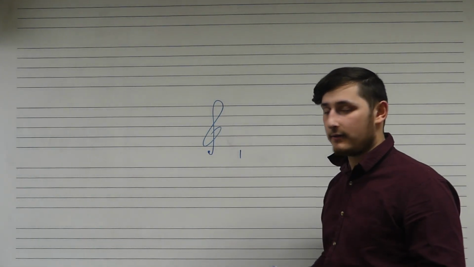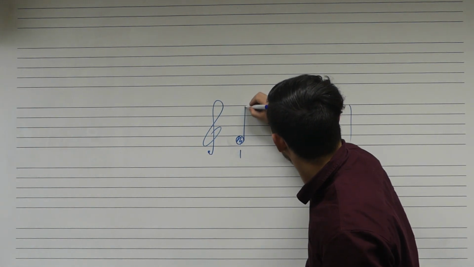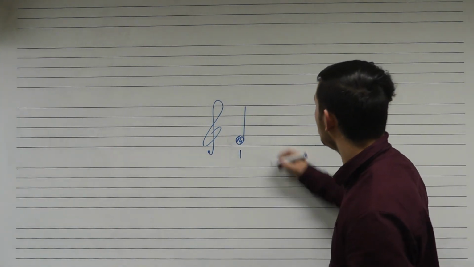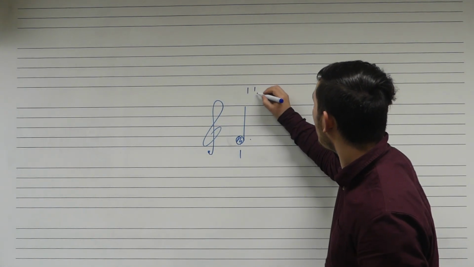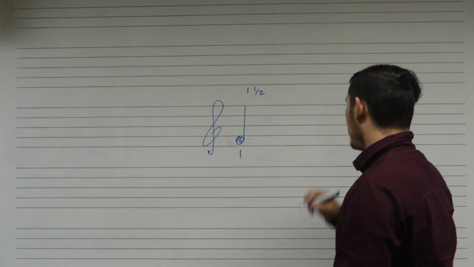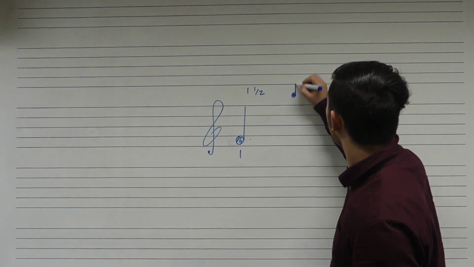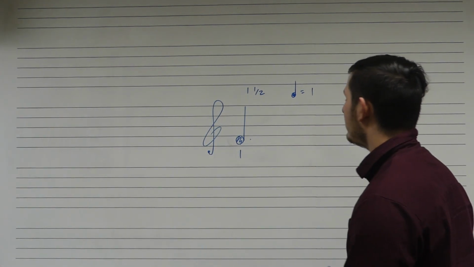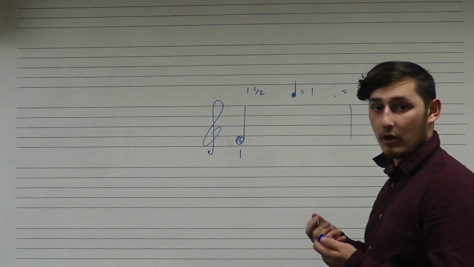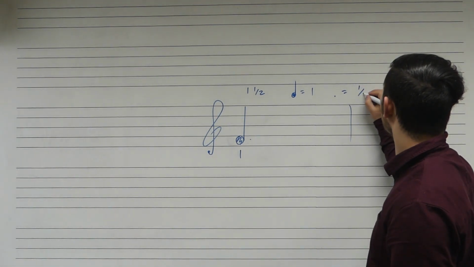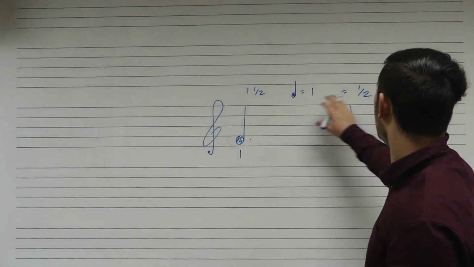And if we have the crotchet and we add a dot beside it, we have 1.5 beats. This is because the crotchet by itself is worth 1, and the dot adds half of that value, which is 1/2. So adding those 2 together, we have 1.5.